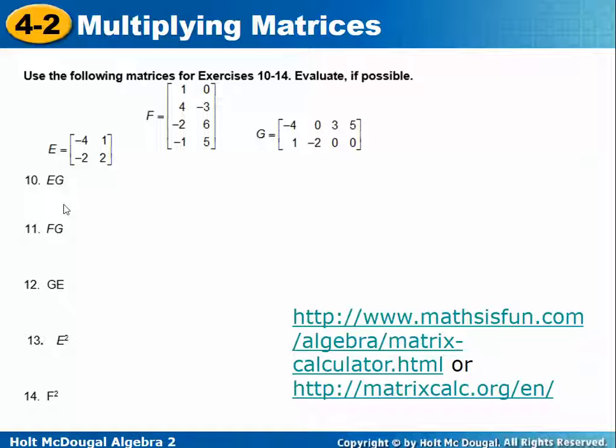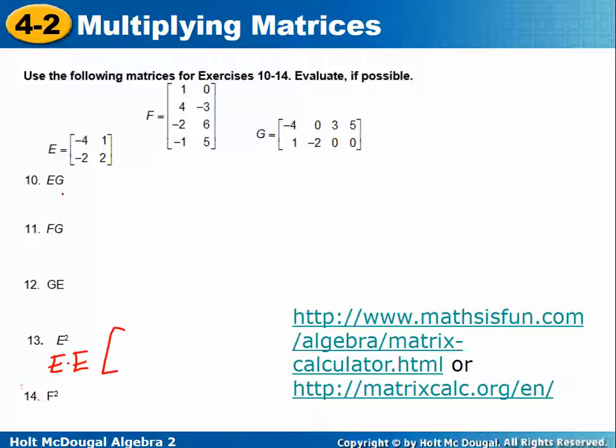So let's see, we've got EG for number 10, FG, GE, E squared, and F squared. Let me start with the simpler one. E squared means E times E. If you just went and squared every element in E, that would be wrong. So to do number 13 and 14, write the matrix out.